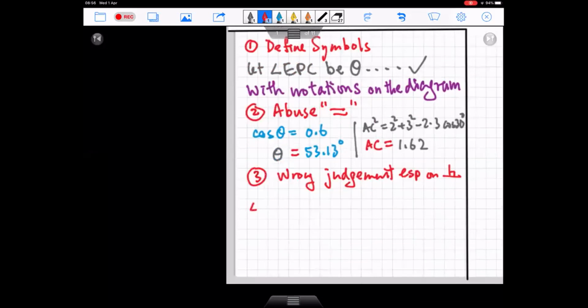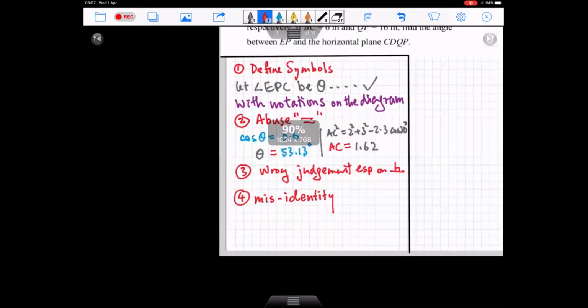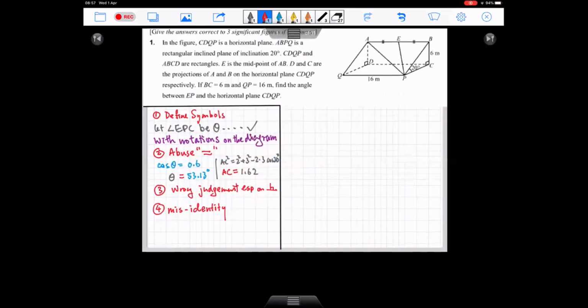The last one is misidentify. Like I said earlier, you calculated the wrong angle. The angle should be angle ABC, yet you calculated angle ACD. Your calculation is perfect, but you calculated the wrong angle. Sadly, that will score 0 marks in the exam, because the question asks for that particular angle, and you calculated the other angle, even though your calculation is perfect. But you spent a lot of time working on the wrong angle.